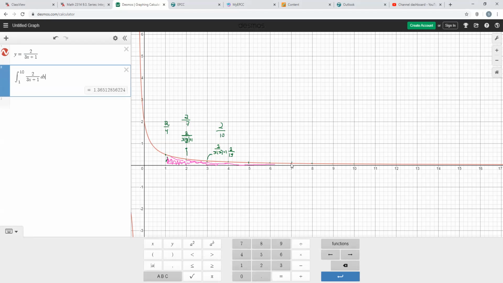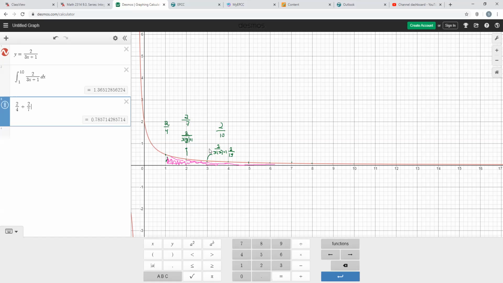So this is the area from 1 to 10, this pink area here all the way out to 10. And because we're stopping at 10, and there's no vertical asymptote here, this is what we get, 1.365. But that is not what we would get if we added 2 over 4 plus 2 over 7 plus 2 over 10 plus 2 over 13. Because if you start to add up just the first few, 2 over 4 plus 2 over 7, we're already at 0.78.